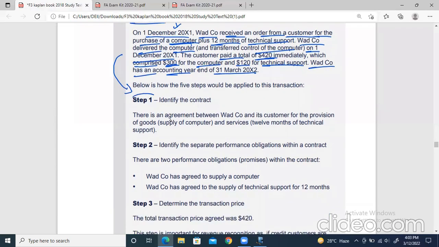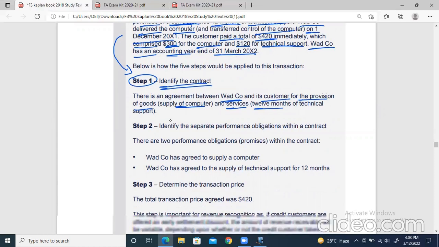So step number 1, as you remember, this was identify the contract, right? In identifying, what do we have to do? That WAD company has to supply its customer for provision of goods, which was computer, and services as well, which was 12 months of technical support. Two things are involved over here, right?